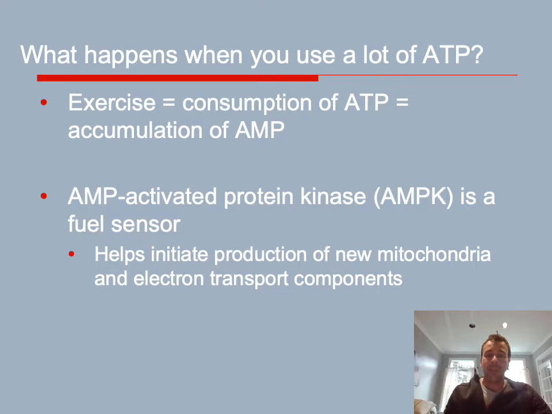What happens when you use a lot of ATP? When you exercise, you're basically consuming ATP by doing a lot of reactions in your body. You can accumulate adenosine monophosphate, AMP. This AMP activated protein kinase is actually a fuel sensor. It helps initiate the production of new mitochondria and electron transport components to help you metabolize fuels faster.